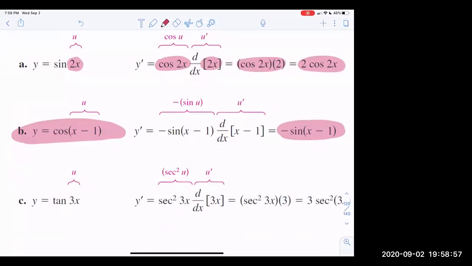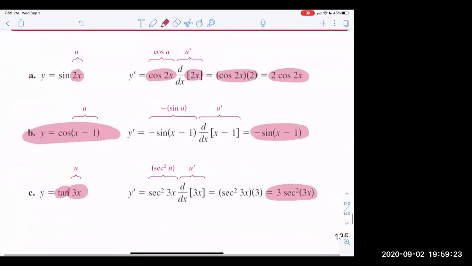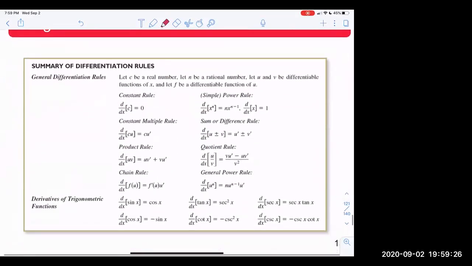We already showed you a tangent on this. So the derivative of 3x is 3, right? So this derivative of tangent is secant squared. So we have secant squared 3x times 3, which is just 3 secant squared 3x. Okay? So just remember that dip. And here is a summary of all the differentiation rules. This is what needs to be on your formula sheet.